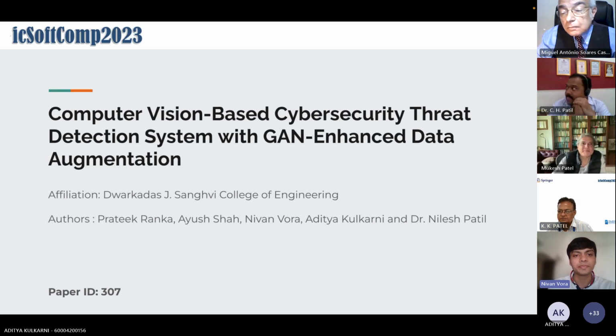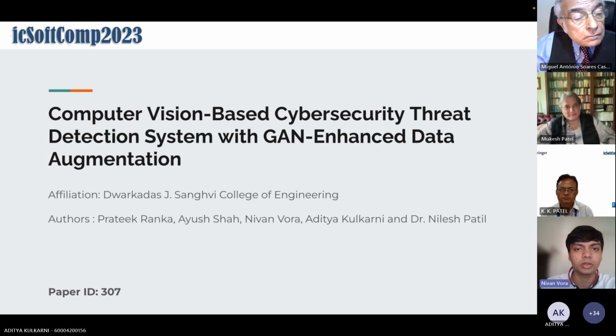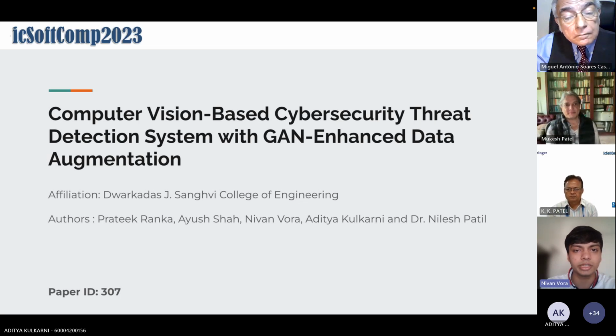Okay. So hi everyone, a very good afternoon to one and all present here. On behalf of all the co-authors, firstly we would thank you all for giving us this opportunity to present our research work to you. We are affiliated to DJ Sanghvi College of Engineering, all the co-authors. Our topic is cybersecurity threat detection using GAN-enhanced data augmentation.